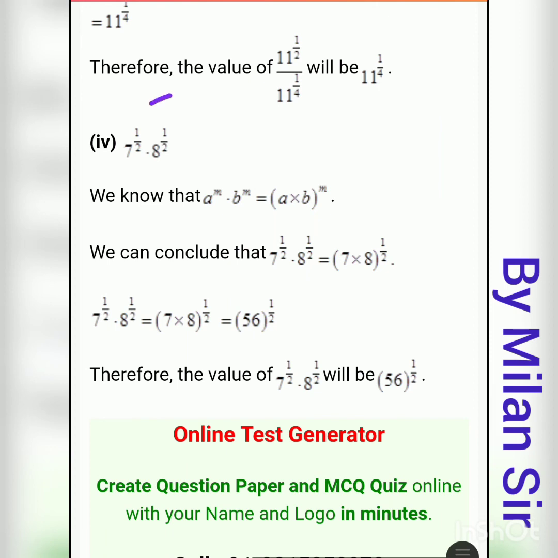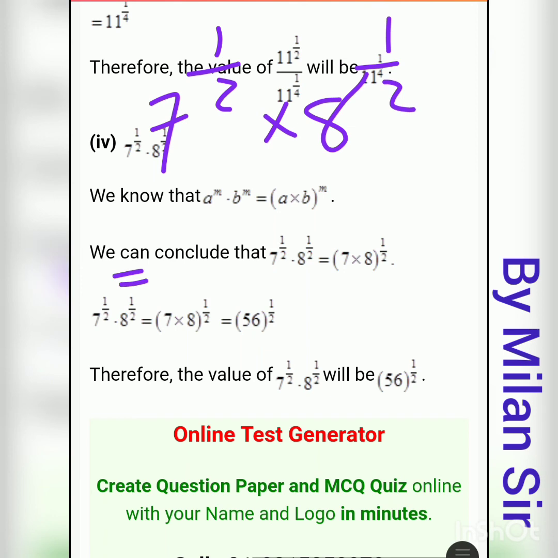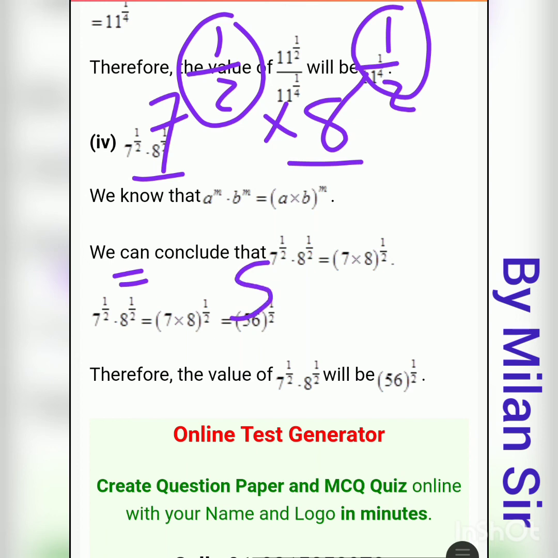Again, 7^(1/2) multiplied by 8^(1/2). Here the exponent is the same and the base is different, so we can multiply the bases. 7 eights are 56, all raised to 1/2. So 56 raised to 1/2. This is the final answer.